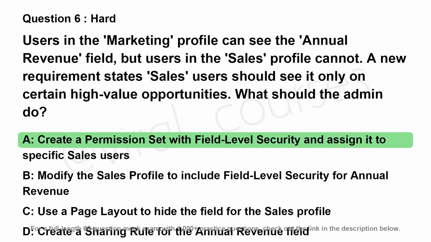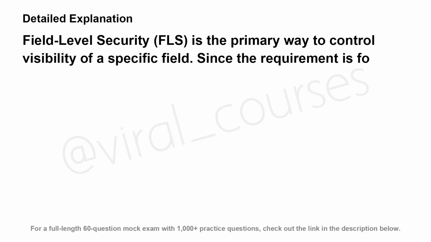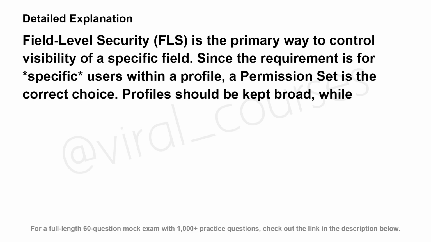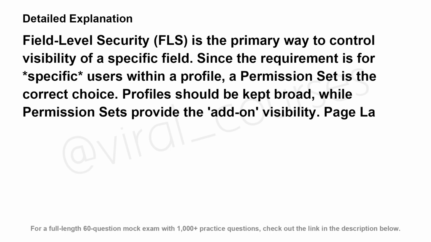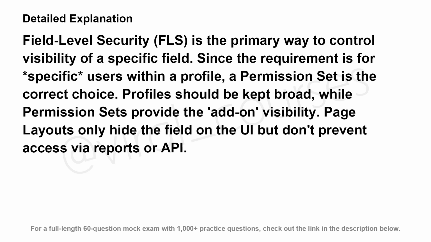The correct answer is A. Field Level Security, FLS, is the primary way to control visibility of a specific field. Since the requirement is for specific users within a profile, a permission set is the correct choice. Profiles should be kept broad. While permission sets provide the add-on visibility, page layouts only hide the field on the UI but don't prevent access via reports or API.